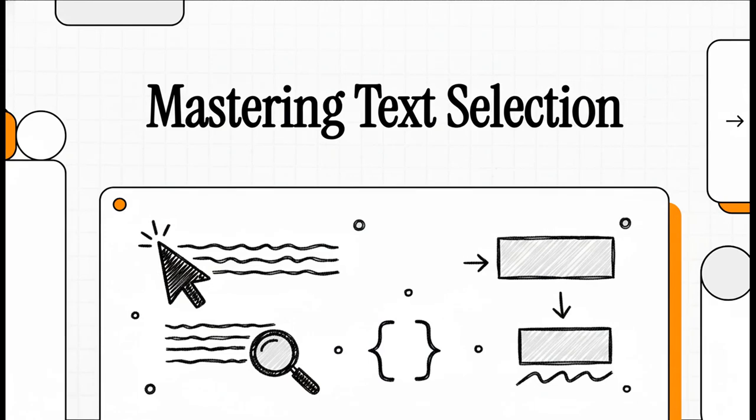So, we all use Microsoft Word, right? But have you ever stopped to think about how much time we might be wasting on something as simple as selecting text? It sounds really basic, I know, but getting good at it can seriously speed up your entire workflow. Today, we're going to unlock a few simple but super powerful techniques that'll probably change the way you work.